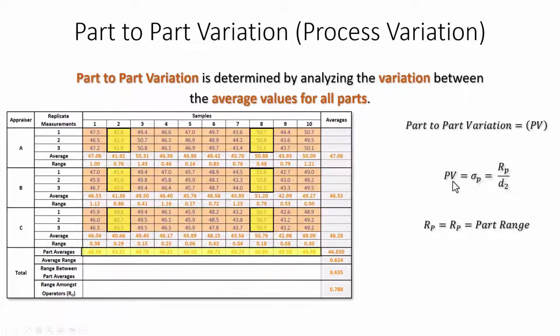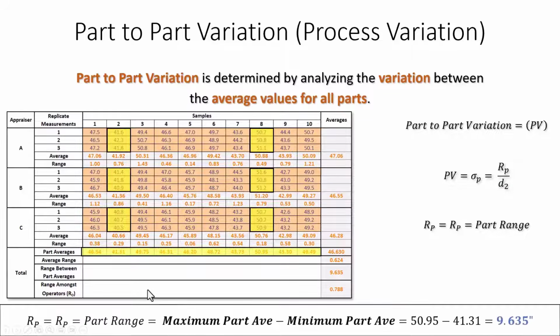So here's the equation. Part-to-part variation is essentially the range between the parts divided by that D2 factor. The part range is simply the maximum part size, 50.95, minus the minimum part size, which was 41.31, giving us an overall part range of 9.6535 inches. That's the part range. And we can translate that into a measure of standard deviation by dividing by the D2 factor, 3.1791, okay?